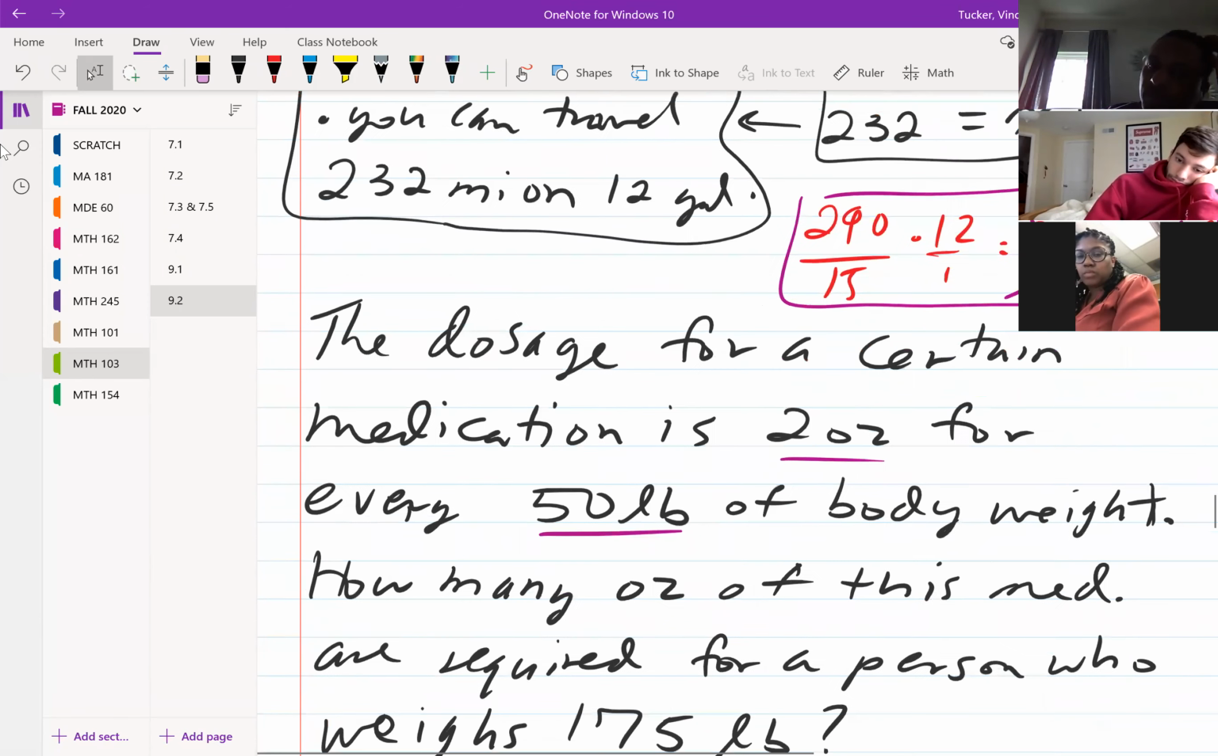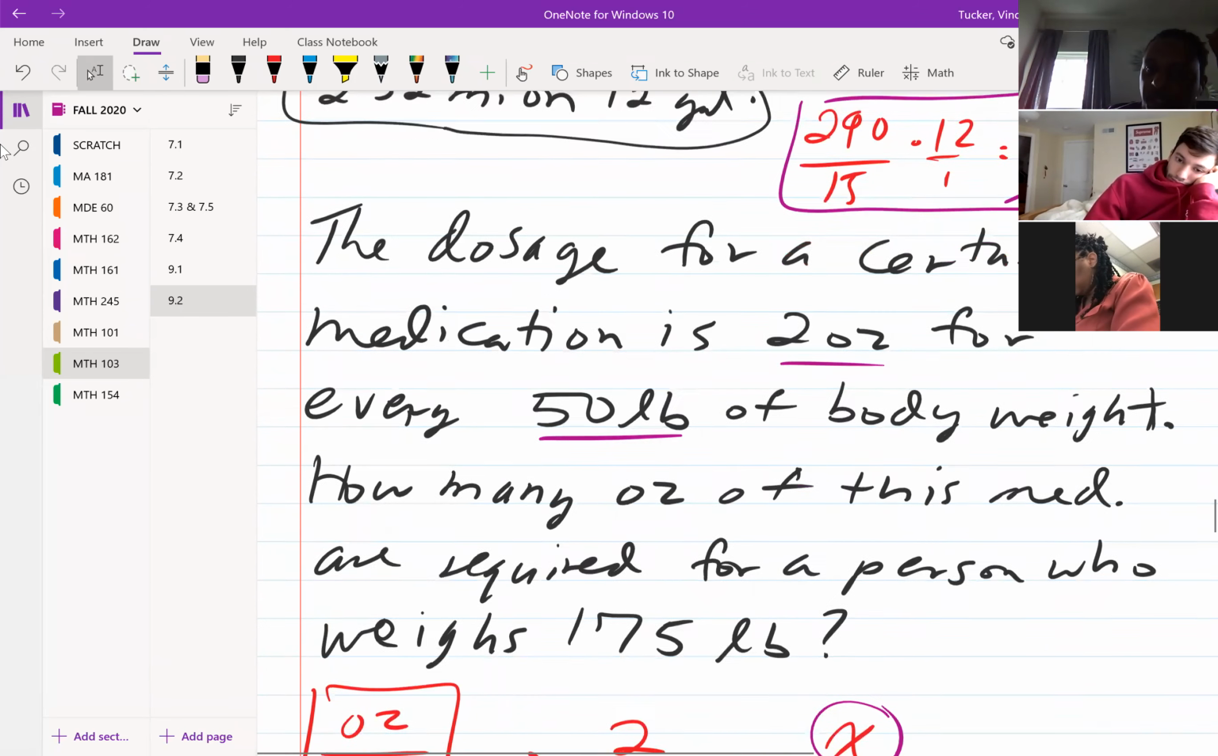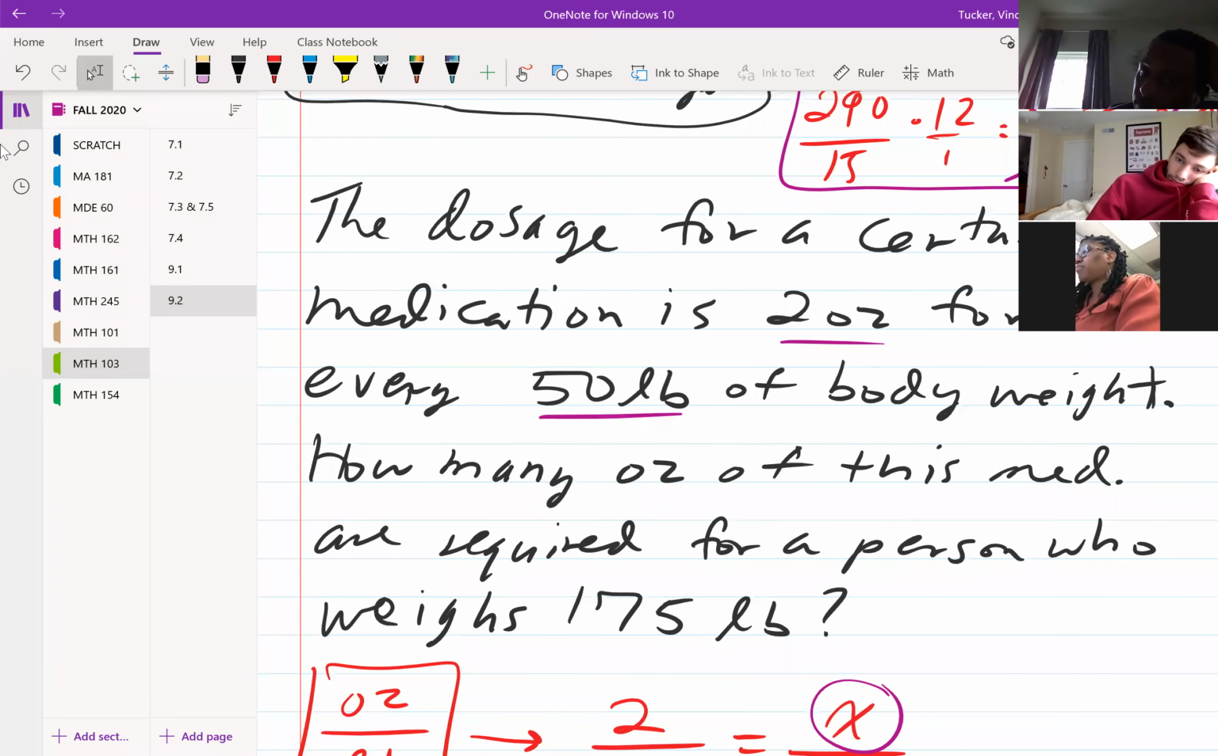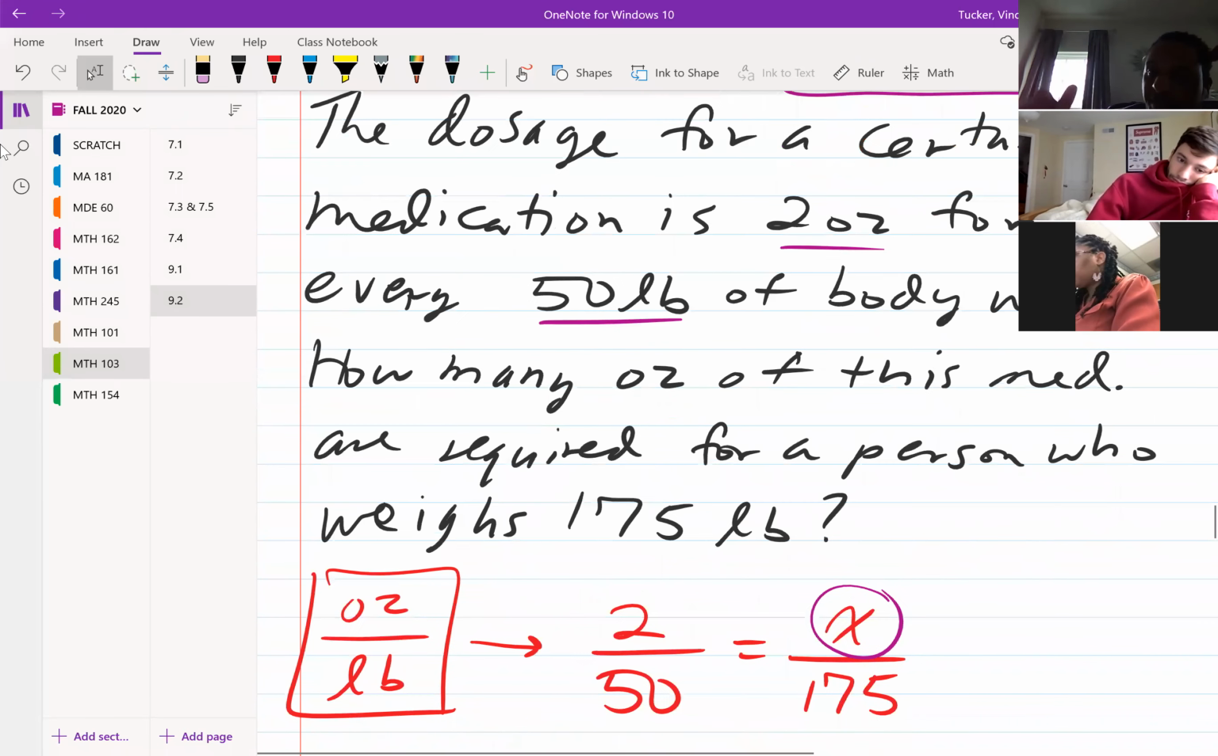So next one. The dosage for a certain medication is 2 ounces for every 50 pounds of body weight. How many ounces of this medication are required for a person who weighs 175 pounds? So once again, you want to stay consistent in your setup. Establish how you're going to set up your ratios or proportion, your rates and your proportion, and stay consistent. I decided I was going to do ounces over pounds. So my first relationship is 2 ounces over 50 pounds.